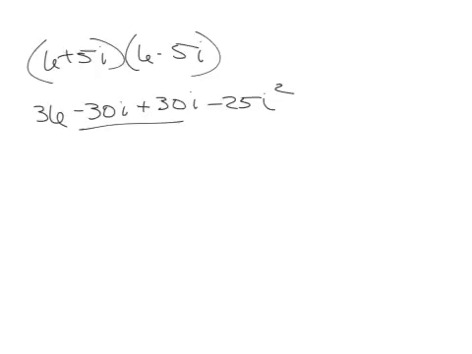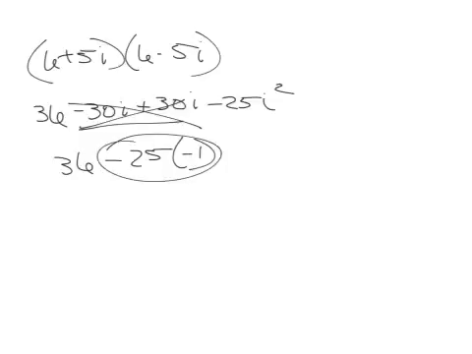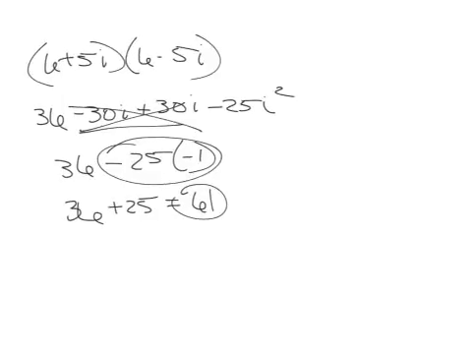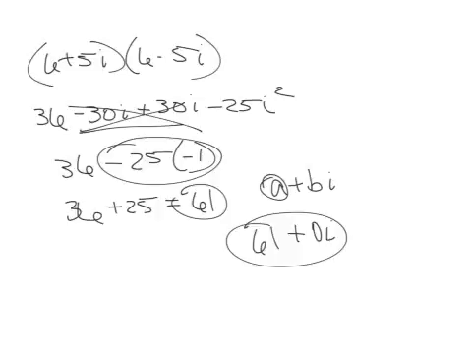Okay, let's look at this. Those cancel. So 36 minus 25 times negative 1. 36 plus 25 is going to give me 61. But if I want to put it in the form a plus bi, which I do, it's going to be 61, the whole number, plus an i. I don't have any i's, so I'm going to call it 0i. 61 plus 0i. If they want it in standard form, it's going to look like that.